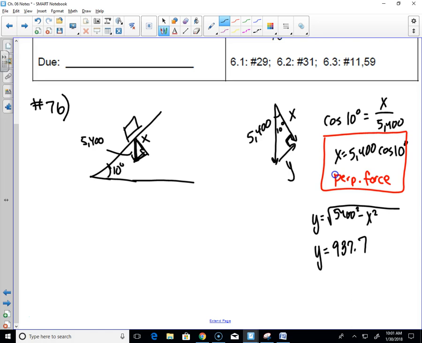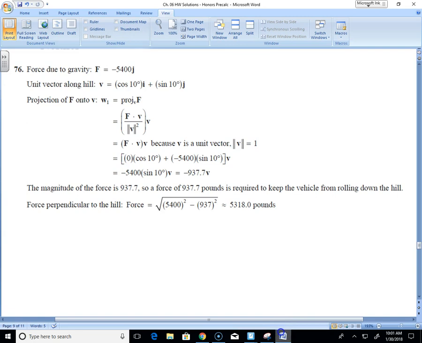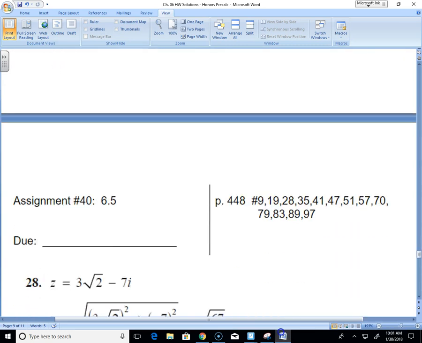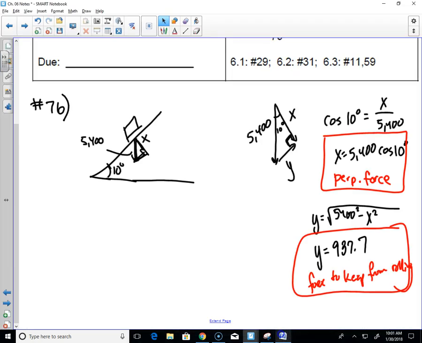Here, I'll just put this and we'll go look at it. But that would be the force to keep it from rolling down the hill. They rounded it to, oh no, they did that, 937.7 pounds. Okay, that wasn't too bad. The book just made it way worse with projections. Anyway. Oh, 79, sorry, that's not an even, that's an odd.